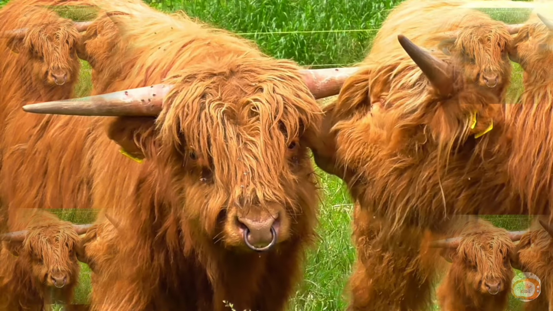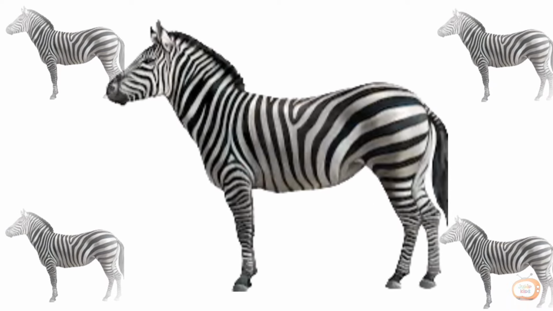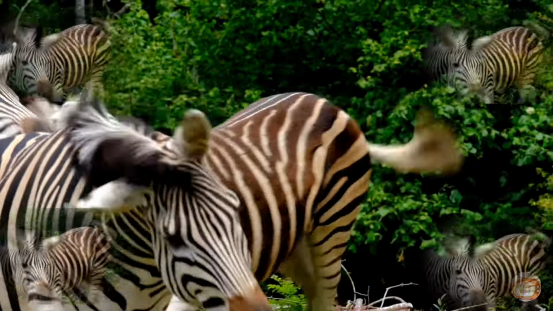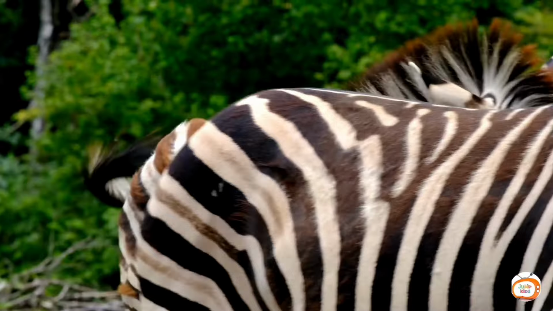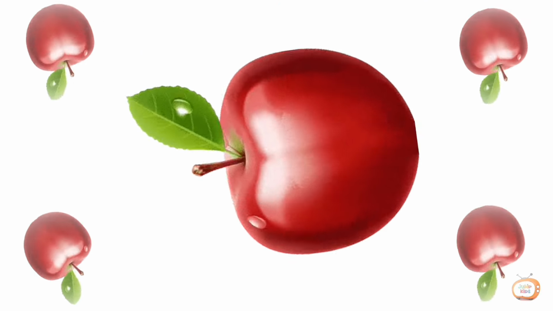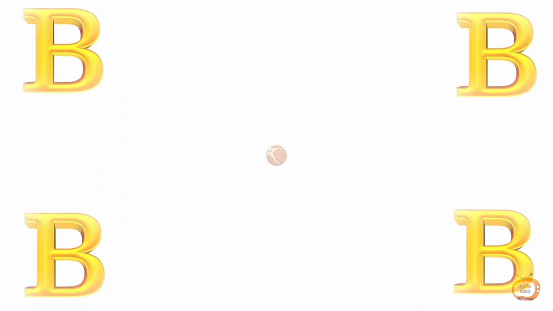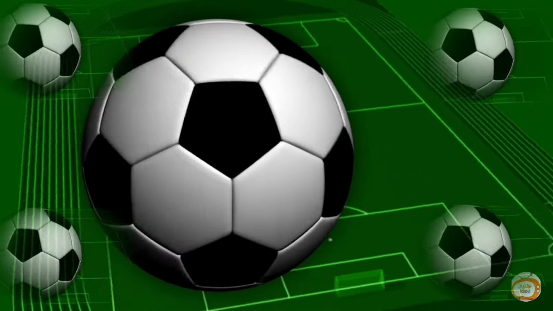Y is for york. Z is for zebra, z z zebra, z z zebra. Z is for zebra. A is for apple, a a apple. B is for ball, b b ball, b b ball.